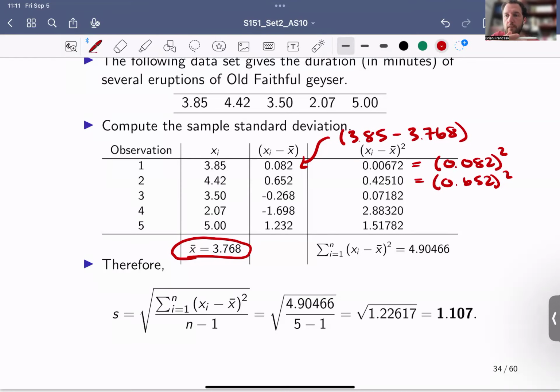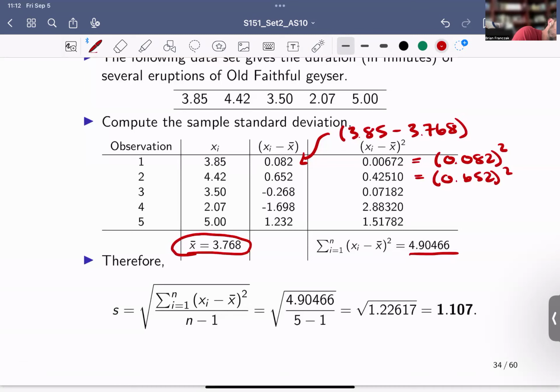Okay, so I have my definitions. X1 is the first value, X2 is the second value, X3 is the third value. I have to compute the sample mean, which we had already done, but in some illustrations you might have to do that within the standard deviation question. Then I subtract the mean from each value, third column. Then I square each of those differences, fourth column. Then the last thing I'm going to do is simply add those 5 values together. So this quantity here, 4.90466, is 0.00672 plus 0.42510 plus the rest of the values. I'm just adding together those 5 squared differences in the fourth column. And that gives me the sum of the squared differences about the mean.